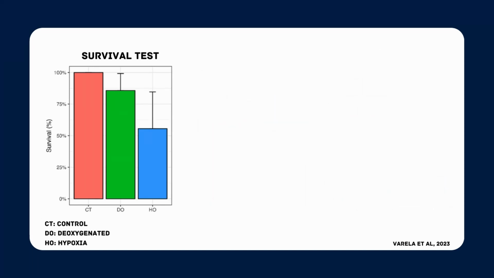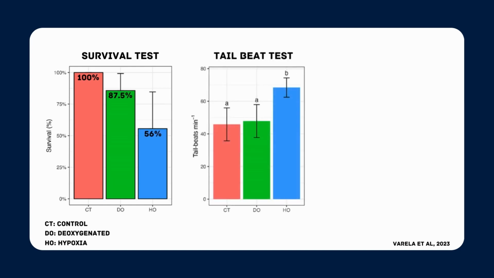Under control conditions, survival was 100%. However, deoxygenated and hypoxic survivability dipped to 87.5% and 56% respectively. Hypoxia significantly increased embryo tail beat rate to 68.4 beats per minute to maintain its oxygen supply. The control group was 45.8 beats per minute, while the deoxygenated treatment was a little higher at 47.7 beats per minute.